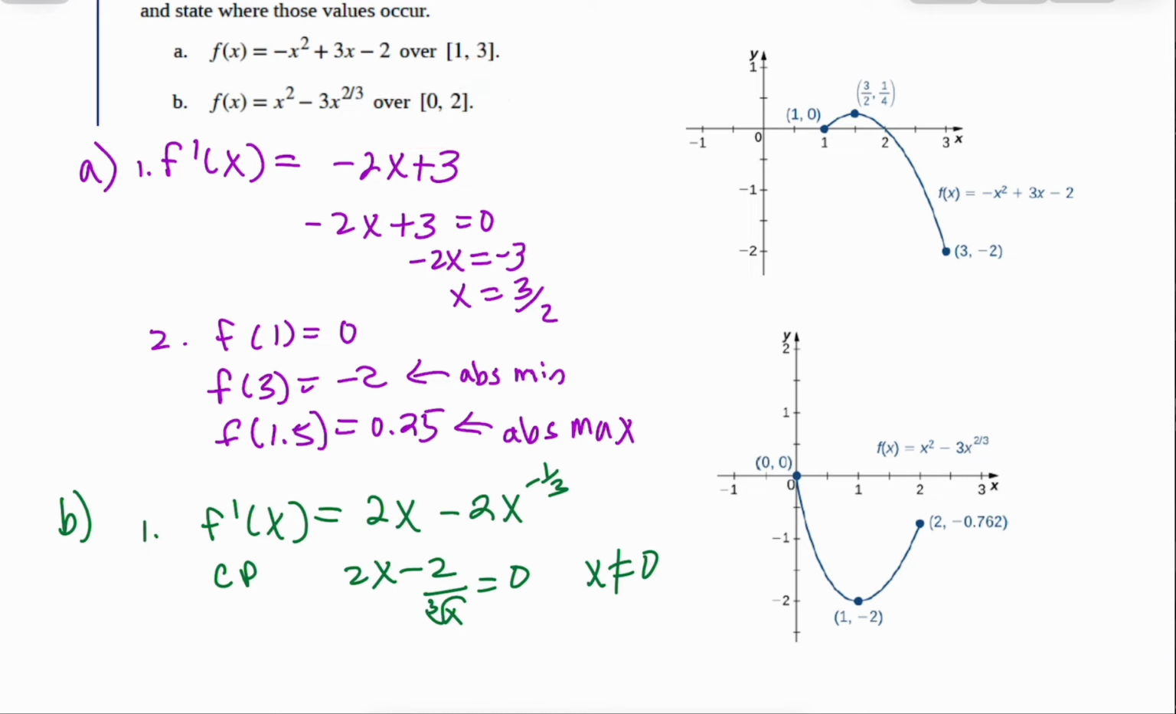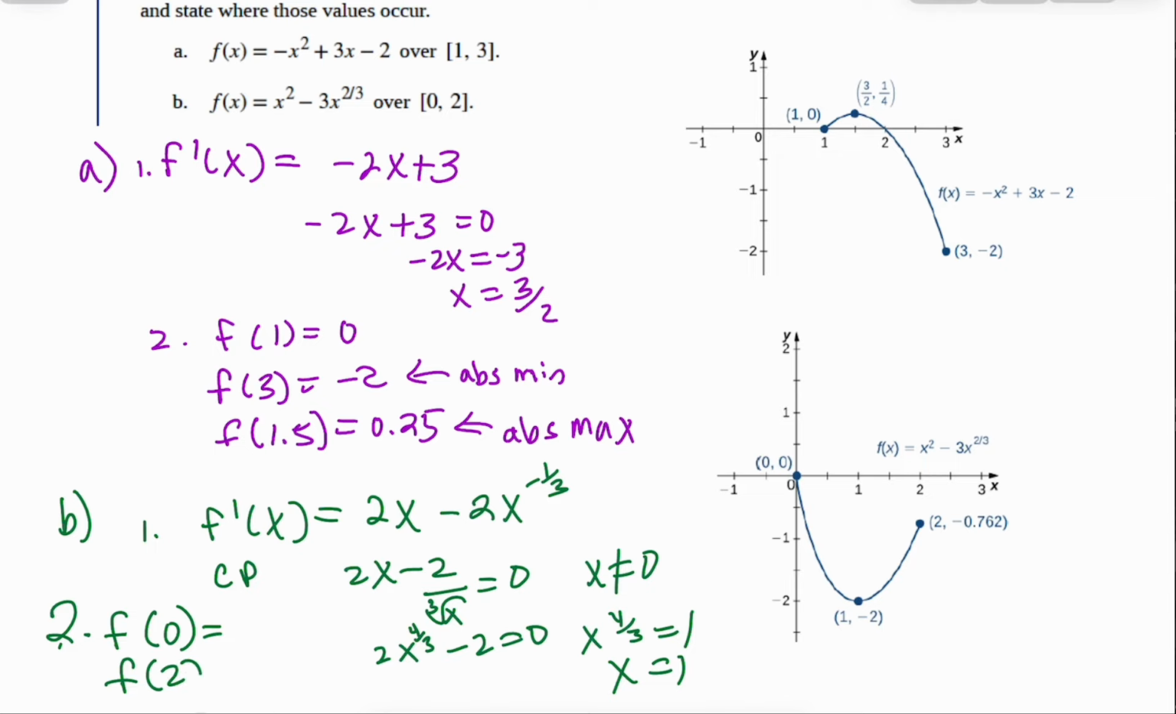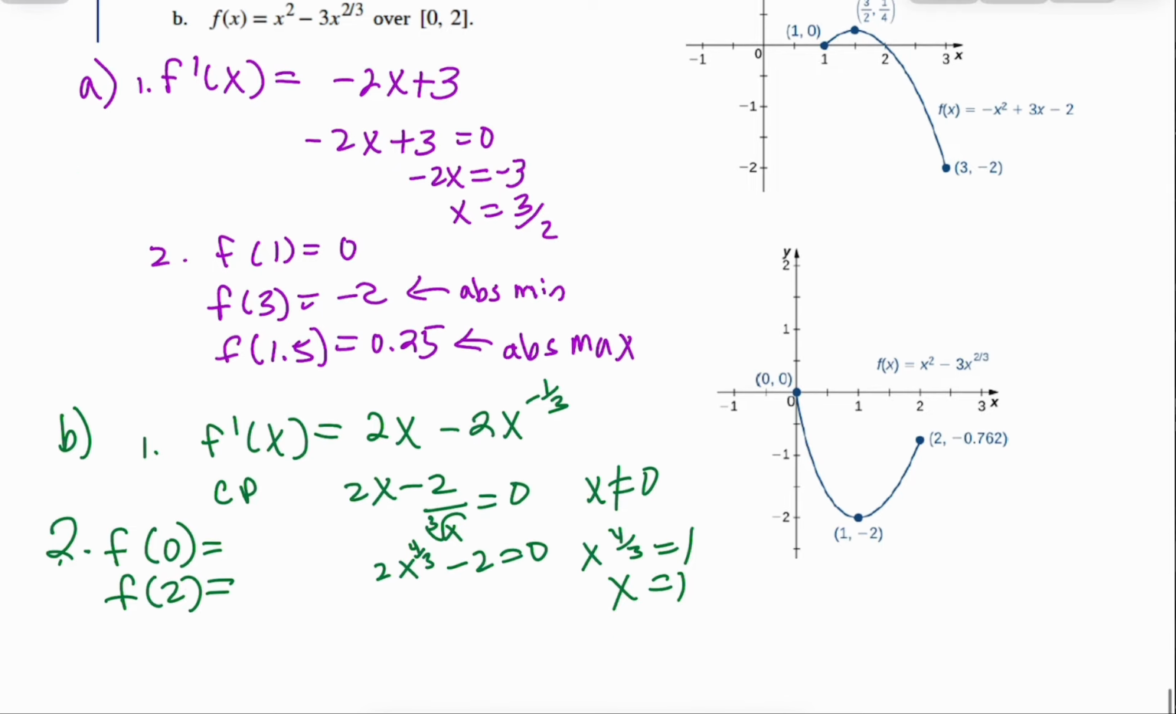Now, what else? Well, we need to know where that equals 0. If I multiply through by the cube root, I get x to the 4/3 equals 1, so x is equal to 1. Okay, so what do we got? We have to plug in the endpoints, 0 and 2. We have to plug in any critical points that are in that interval. We do have a critical point at 1.